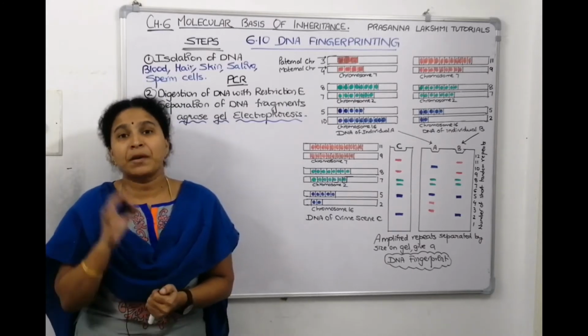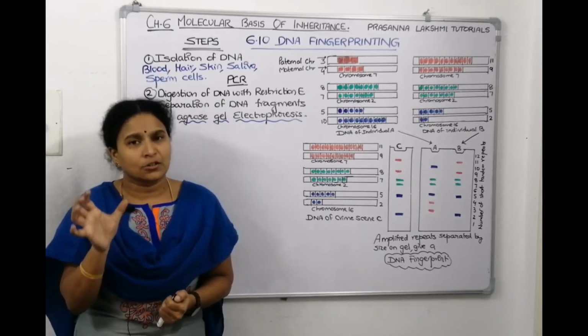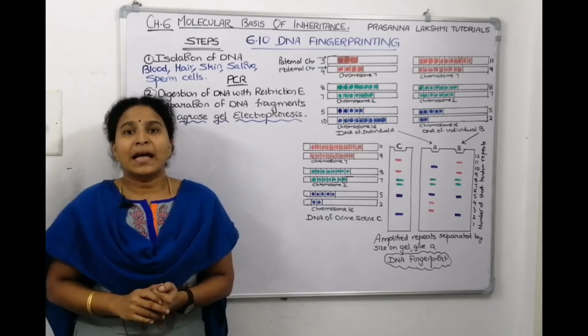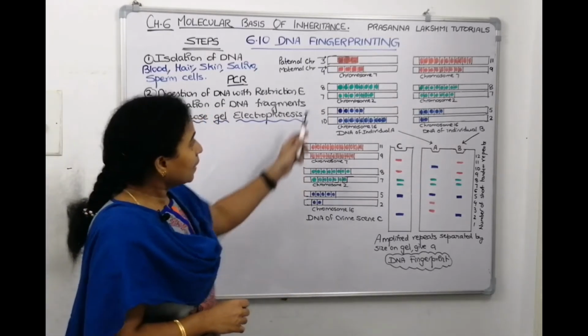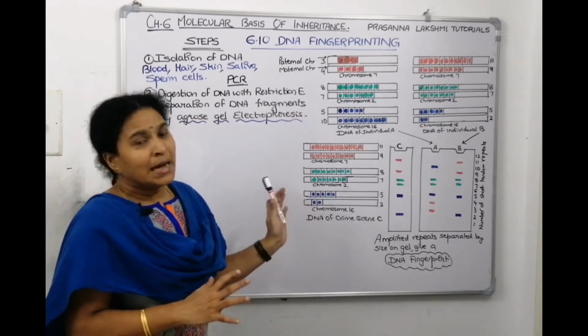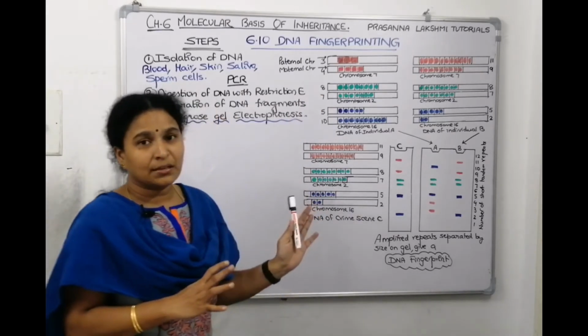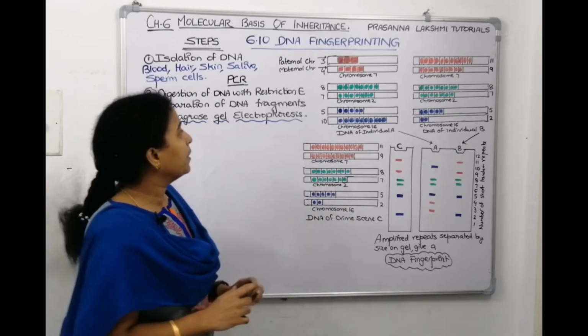Separate the fragments based on their size using a technique called agarose gel electrophoresis. See here, these are the chromosomes, right? This is a picture which is there in NCERT. I just took the same picture so that it will be helpful for you to understand. Same picture, I just copied it.